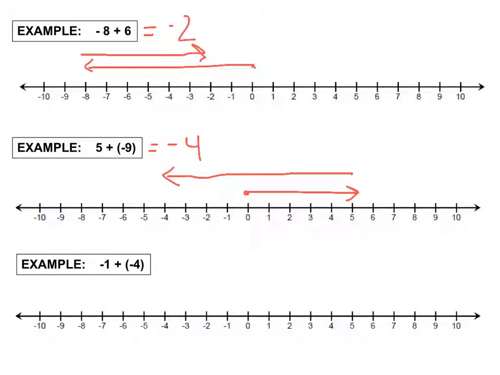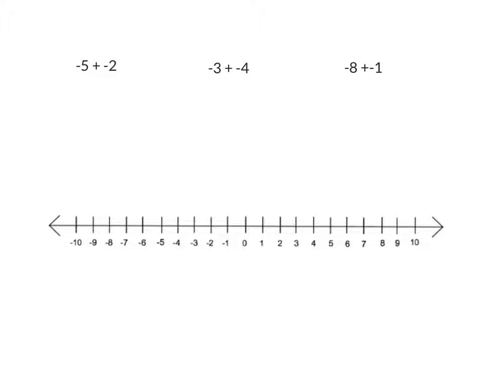In my last example, -1 plus -4, I start at 0, I move to -1 on the number line, and because I'm adding a -4, I'm going to continue to go left on the number line 4 more spaces, and I end up at -5. So -1 plus -4 is equal to -5.